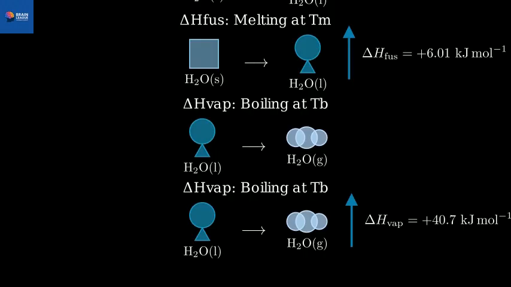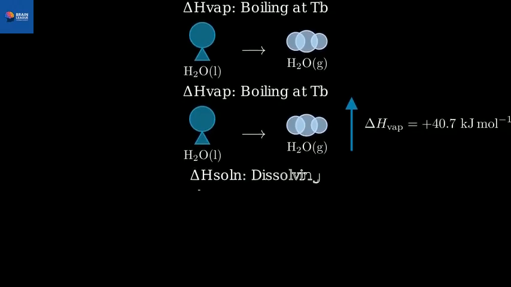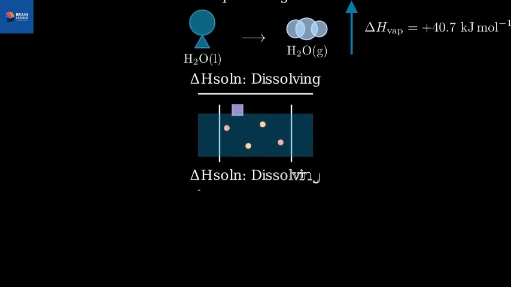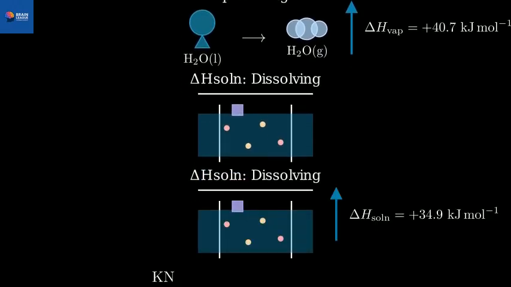Seventh, enthalpy of solution. This is the enthalpy change when 1 mole of a solute dissolves to form an infinitely dilute solution. It can be endothermic or exothermic depending on solute-solvent interactions. For example, potassium nitrate dissolving in water is endothermic at plus 34.9 kilojoules per mole.